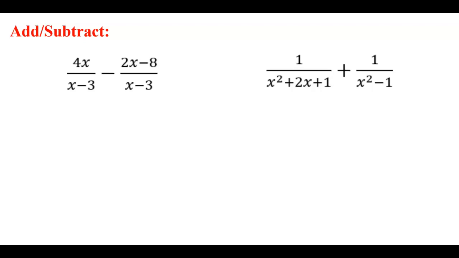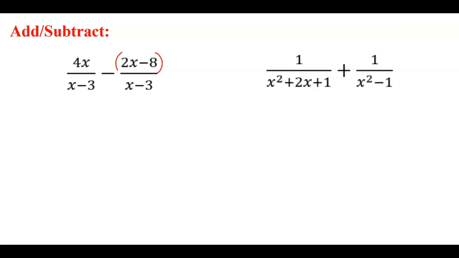Now in this case, the denominators are already the same. They're both x minus 3. So we can go straight to subtracting across the top. I like to put parentheses around these binomials because even though it's not there, they're assumed because that's the numerator of that fraction. It's grouped together by the numerator.